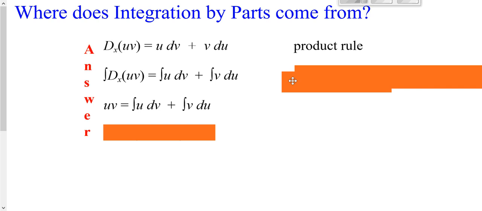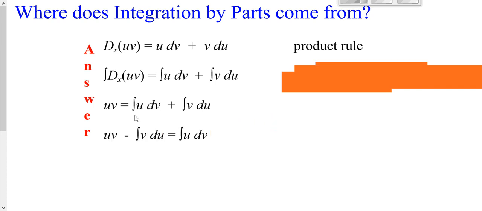Well, all we'd have to do is a little bit of subtraction, and we could get the integral of u dv by itself, by subtracting this from both sides. And this is your integration by parts formula. So it really comes from your product rule.